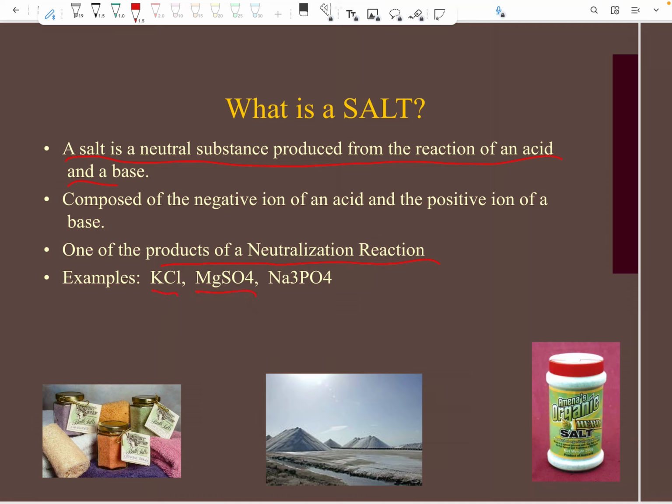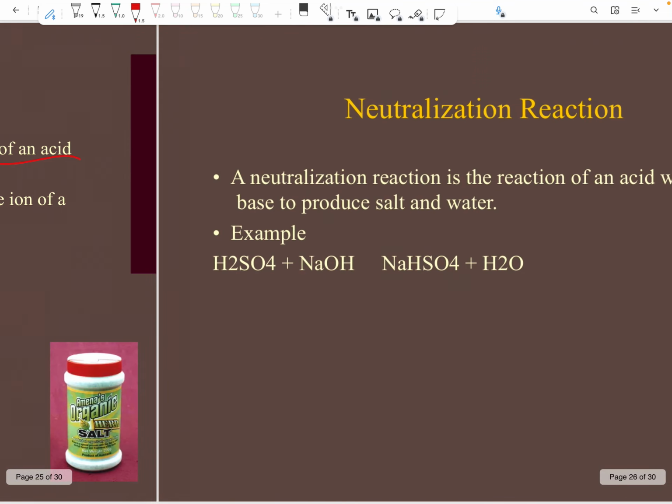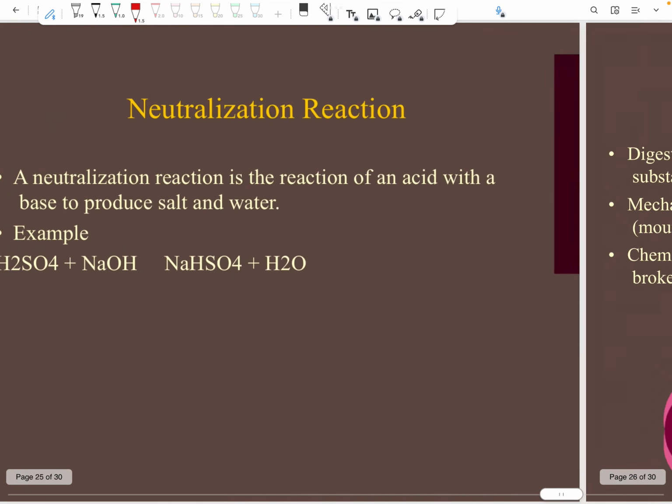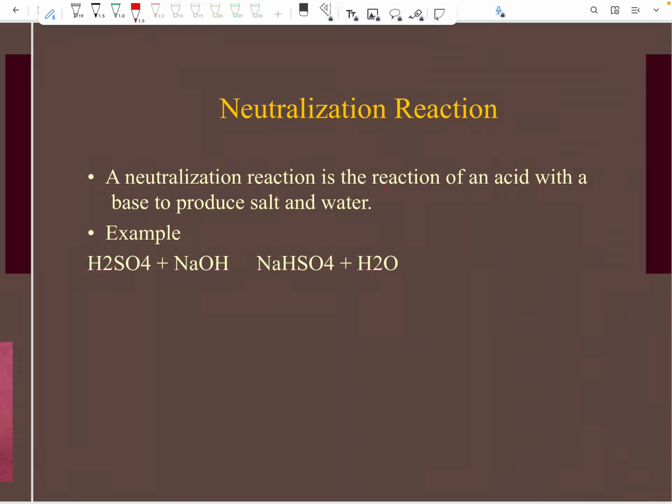So we have these are examples of salts. Remember, they are neutral substance. It's a neutral substance. So here's a neutralization reaction. Reaction with an acid with a base to produce salt and water. So here's our acid, H2SO4, which is sulfuric acid. And we have sodium hydroxide. Here's our base. And what we do is we produce a salt here and water here, for example.